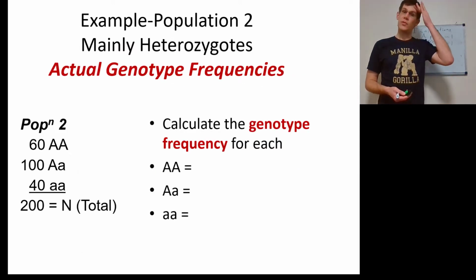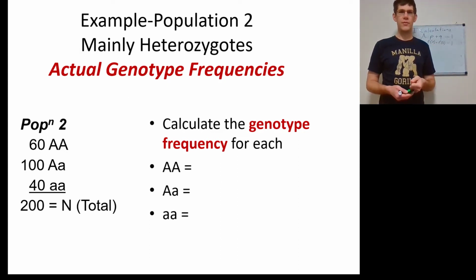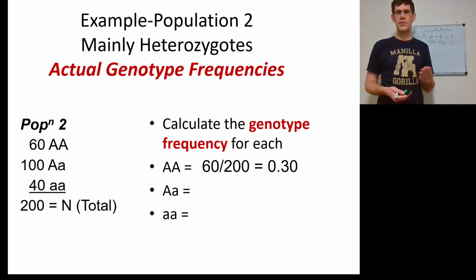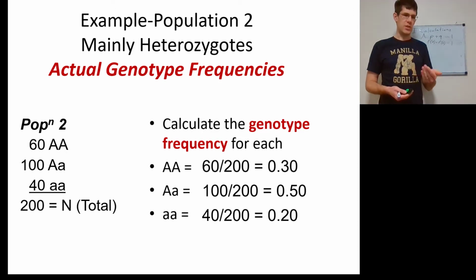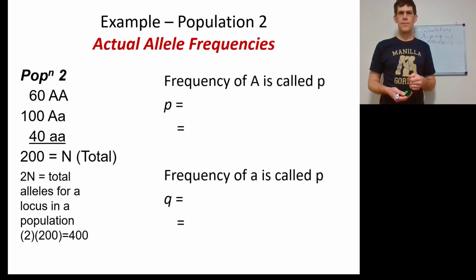Let's look at population 2 a little quicker. There's 60 homozygous dominant, 100 heterozygous, and 40 homozygous recessive in this similar population of 200. 60 divided by 200 is 0.3. 100 divided by 200 is 0.5. And 40 divided by 200 is 0.2. So those are the genotype frequencies of each.